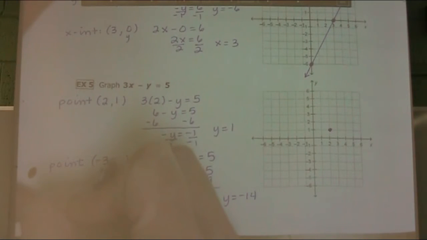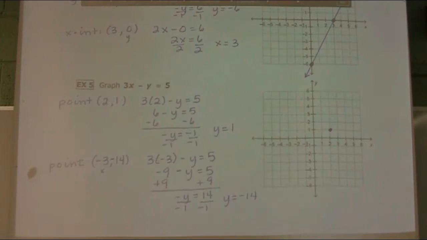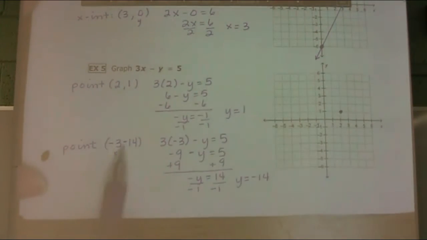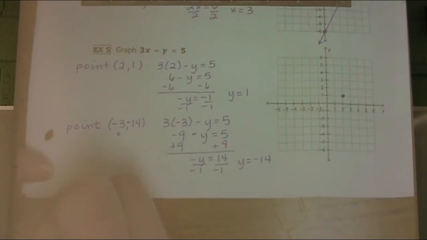Now this particular one is way off my graph. And I'm not particularly a fan of having a number way off my graph. So here's what I'm going to do. I'm going to not use it, and I'm going to find a different one. I'm going to find the y-intercept. Because what I know is that negative 3, negative 14 is way off the bottom of my page on the left-hand side of the y-axis. So maybe it crosses my y-axis around here. So I'm going to find another point, and I'm going to make it my y-intercept.